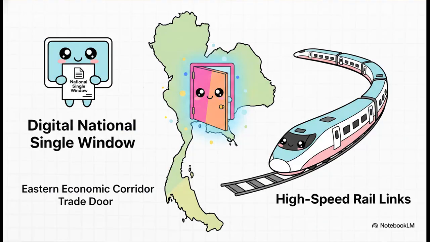Now, taking a step back, Thailand itself is actually applying these exact infrastructure concepts right now to become a massive regional logistics hub. They are actively upgrading their own trade doors through 3 major investments. First, they're pushing the Eastern Economic Corridor to completely upgrade their ports. Second, they're building brand new rail links directly to China. And third, they're launching a digital national single window to make cross-border customs documentation completely seamless. It's a real game changer for them.